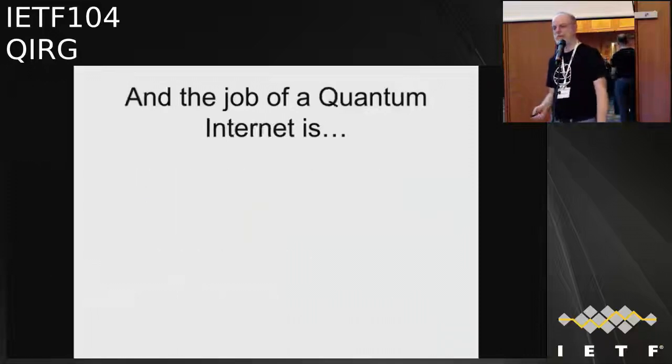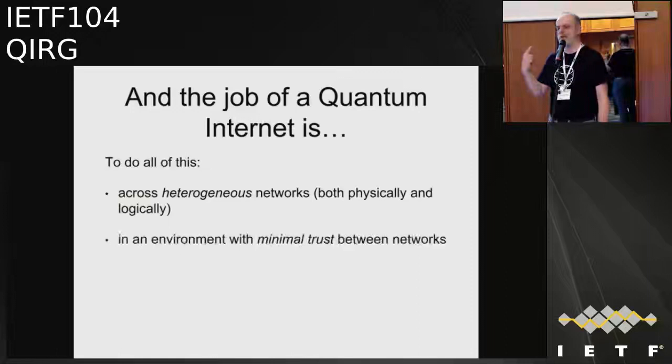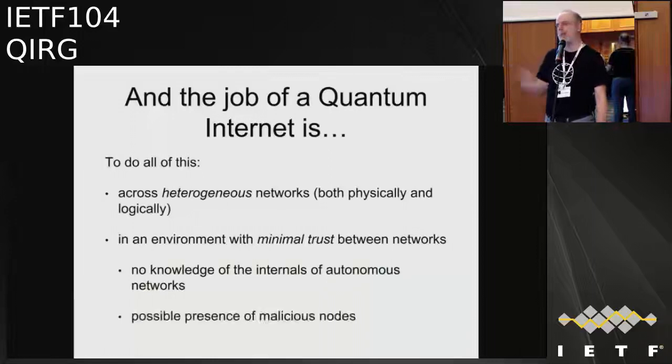So if that's the job of a quantum repeater in an individual network, then the job of a quantum internet, as opposed to a quantum network, is to do all of this across heterogeneous networks, both physically and logically, in an environment with minimal trust between those networks, and that includes having no knowledge of the internals of the autonomous networks, the equivalent to the internet's autonomous systems, and possibly in the presence of malicious nodes. So all of this is the kind of area where the people who are designing and building quantum hardware need the help of the people in this room.